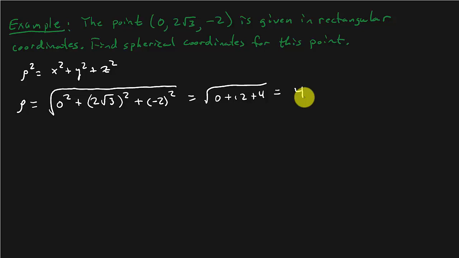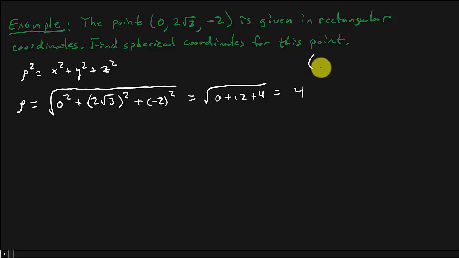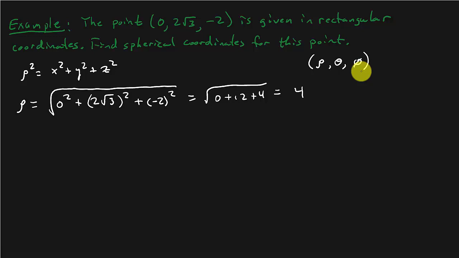All right, now we've got to get what? So let's write the point. We need rho, theta, phi. All right, so we got rho. Now I guess we'll find phi, or we could find theta first. It doesn't matter. Let's find phi.